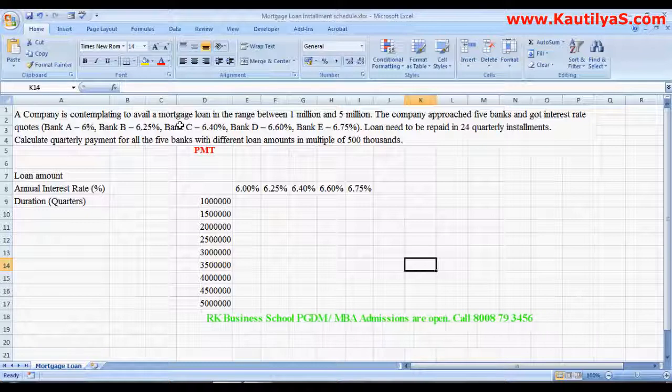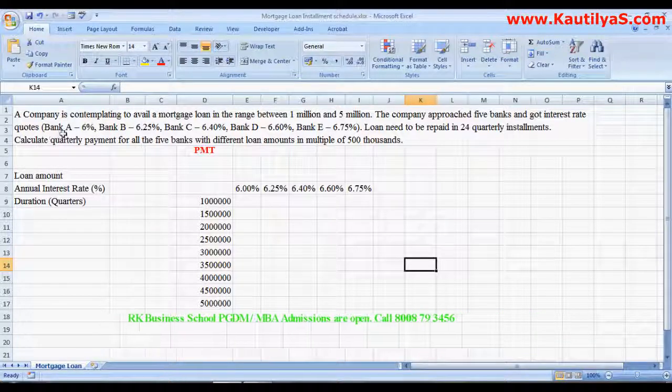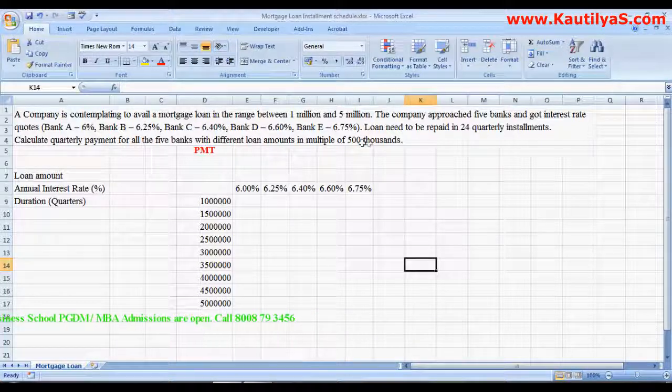The company approached 5 banks and got different interest rates. Here are the interest quotes given by various banks. And the loan is for 24 months.